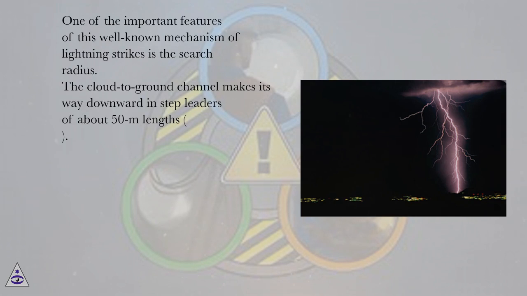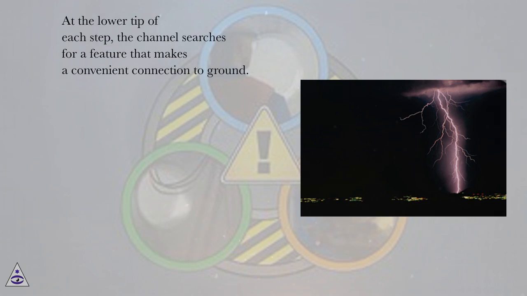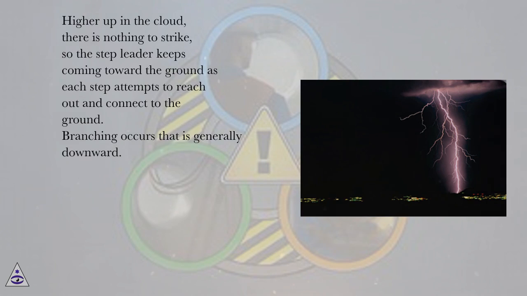The cloud-to-ground channel makes its way downward in step leaders of about 50-meter length. At the lower tip of each step, the channel searches for a feature that makes a convenient connection to ground. Higher up in the cloud, there is nothing to strike, so the step leader keeps coming toward the ground as each step attempts to reach out and connect to the ground. Branching occurs that is generally downward.